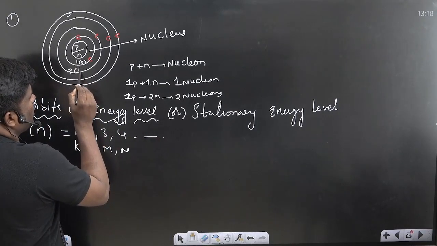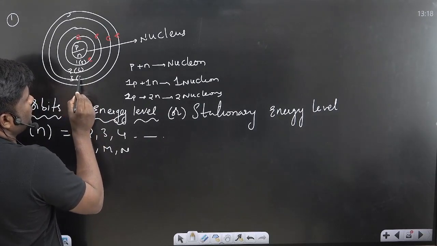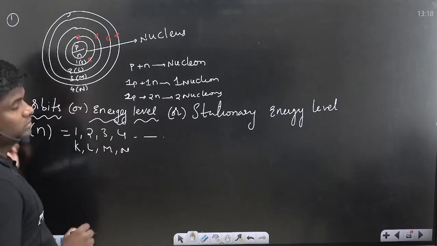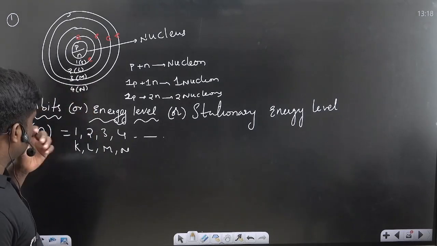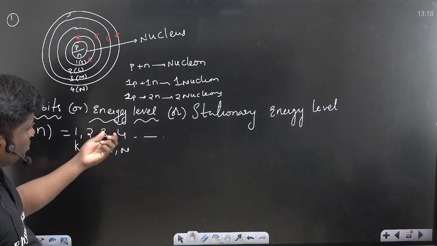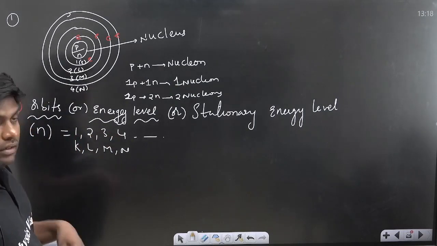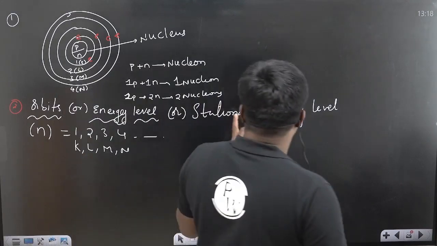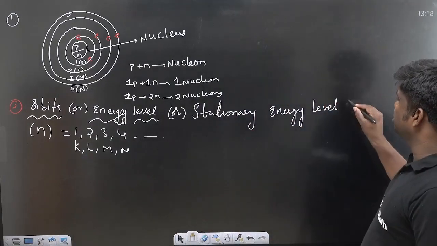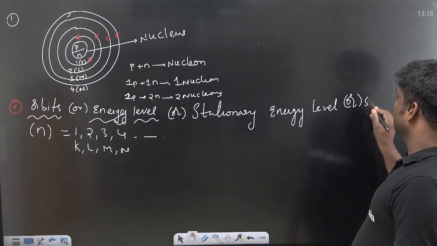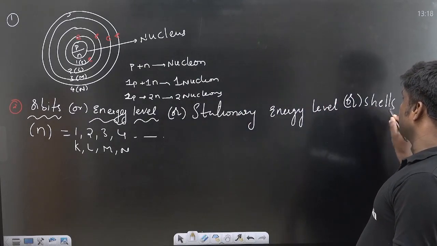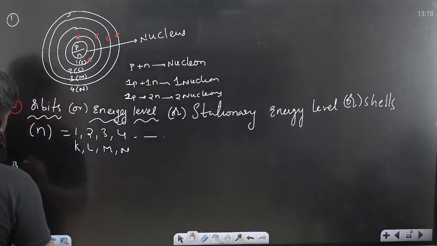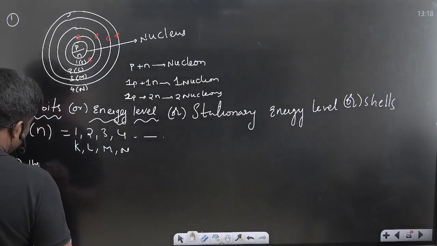Second shell or L shell. Third shell or M shell. Fourth shell or N shell. So orbits are named 1, 2, 3, 4 or K, L, M, N. Orbits are also called energy levels, stationary energy levels, or shells. And the third point is the angular momentum.